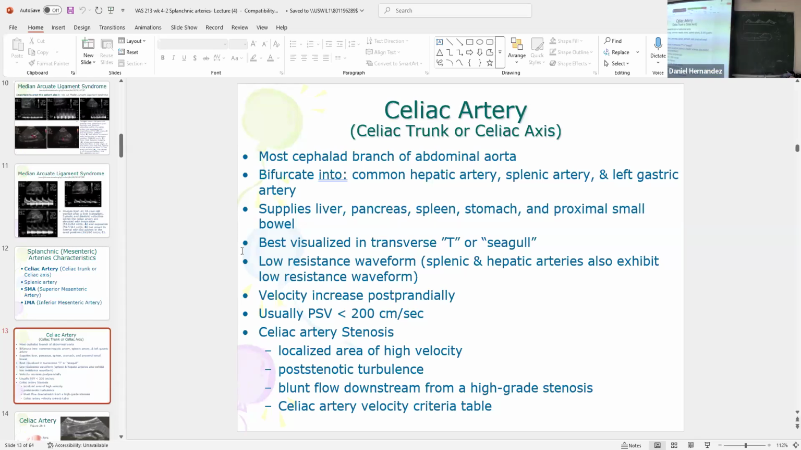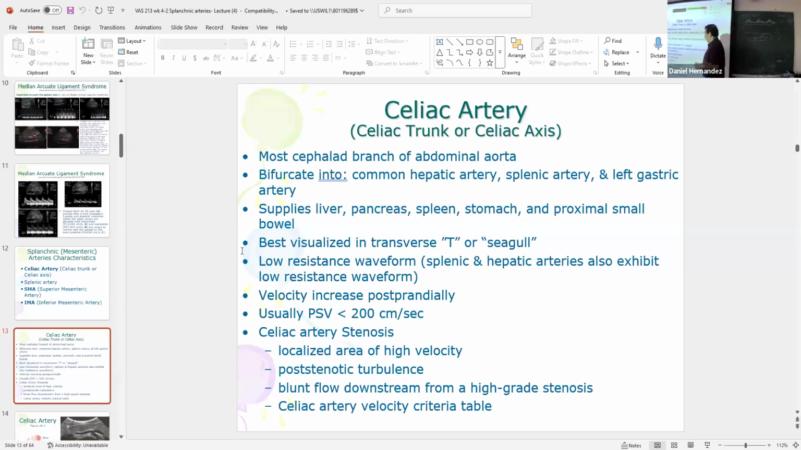The velocities can increase postprandially because of digestion. Usually it's not that significant, but you can get an increase. The most important number to remember here is 200 centimeters per second. That's the one you have to star and highlight to determine whether or not there's been a stenosis. The velocity should be less than 200 centimeters per second for the celiac artery.